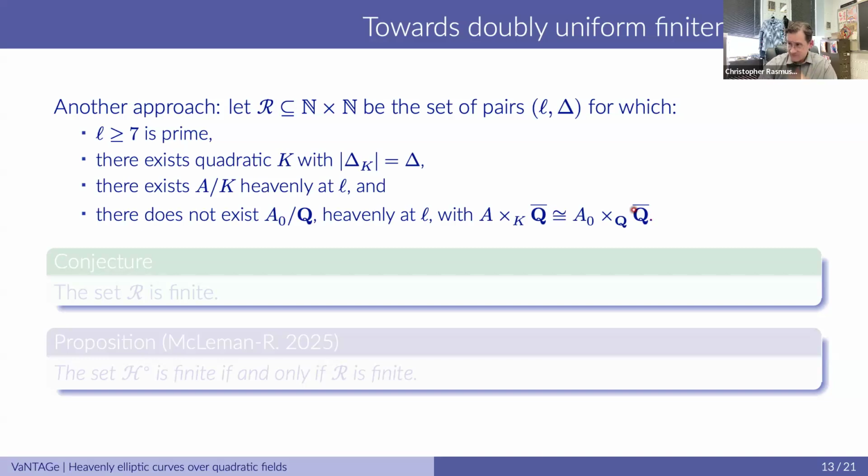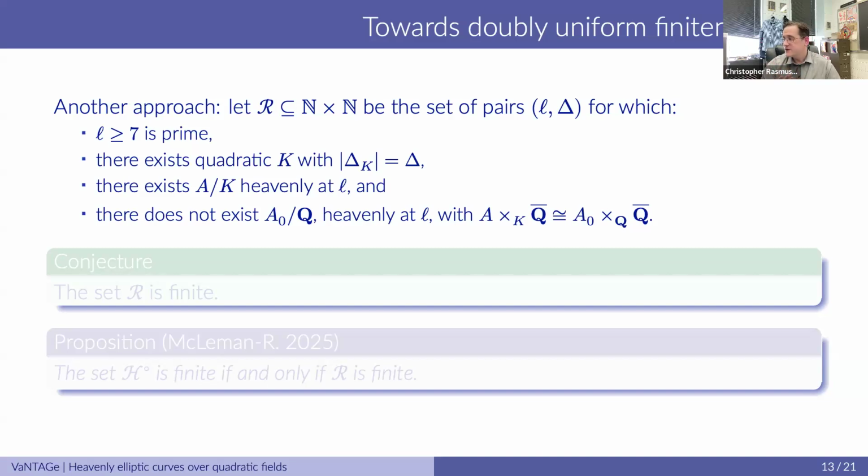And now, instead of asking to tabulate all the individual isomorphism classes, we're just asking yes or no questions. If I give you a prime L and a quadratic number field K, are there interesting new examples over that number field at that prime L or not? And I'm going to make this perspective even just a little bit coarser.